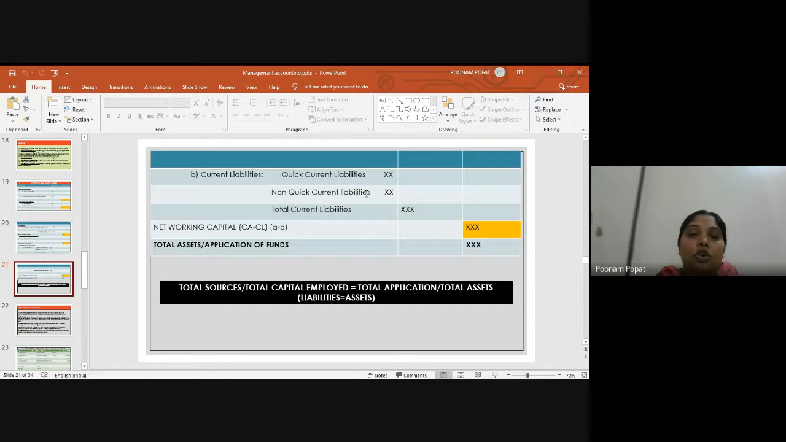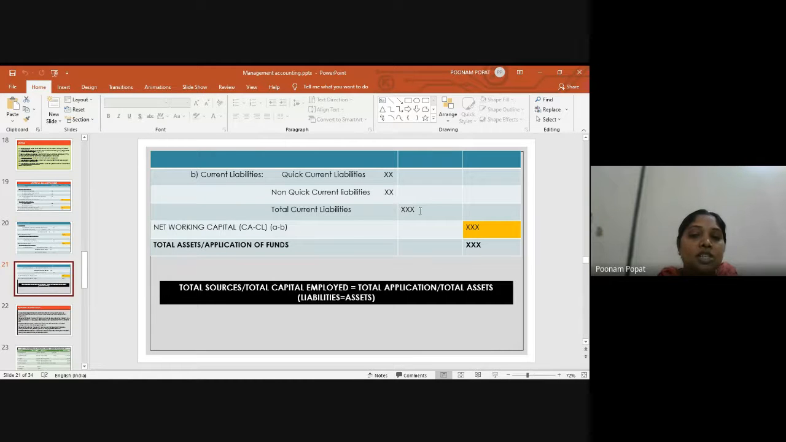Then what comes in non-quick current liability? Here also there are two items which will fall. You'll have to remember those two things. One is bank overdraft and the other one is pre-received income. Exactly opposite of prepaid expense, which was in the current assets. Here we have pre-received income. So bank overdraft and pre-received income, these are the two non-quick current liabilities. Rest all current liabilities will fall in quick. So when I add up these two, I get my total current liability.